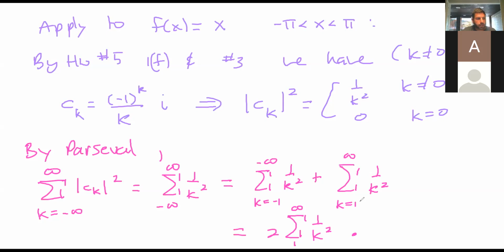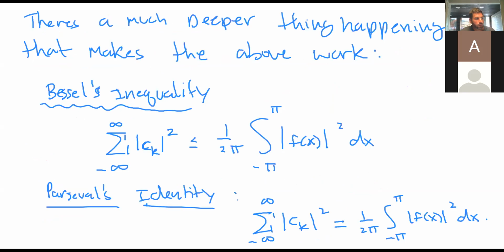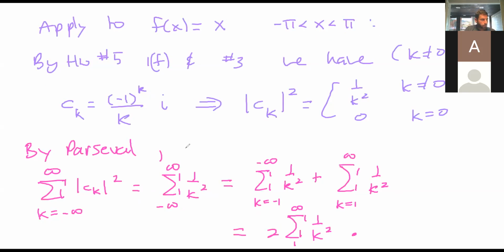So this thing right here has to equal what? Well, Parseval's identity says this has to be the integral of our function. That's what it says. So this thing, the integral of our function, squared, at least from -pi to pi. And we have this 1 over 2 pi here.